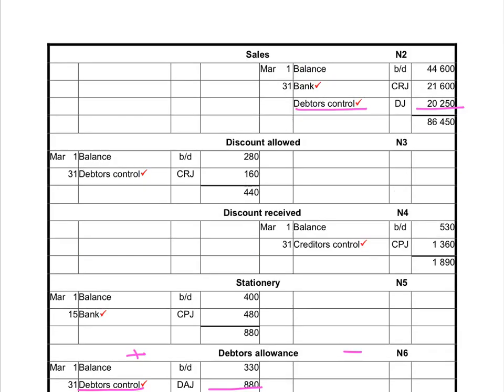In the discount allowed account, the words debtors control will be written to indicate that discount of 160 was allowed. Don't write bank here because this money was not entered in the bank column. So you have to show that this 160 appeared on the credit side of your debtors control account.